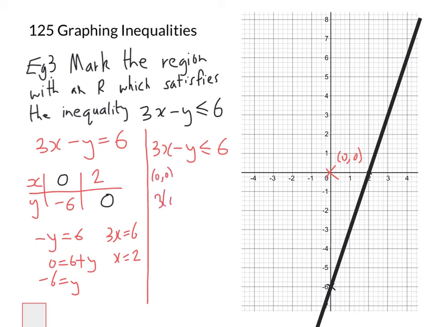That would be 3 zeros minus 0. Is 3 zeros minus 0 less than or equal to 6? Yes, it is. 0 is less than 6. So that means that is the correct region, the right region. So you could mark it with an R. If it was the wrong region, you would have to shade out that side. But it's the right region, so actually we shade out and discard the other side.